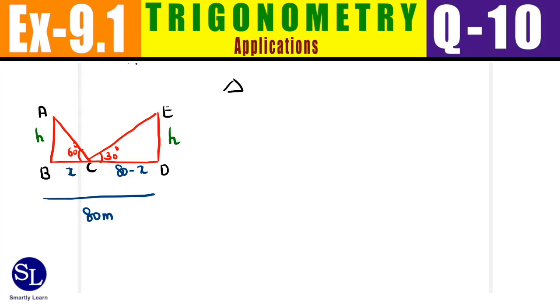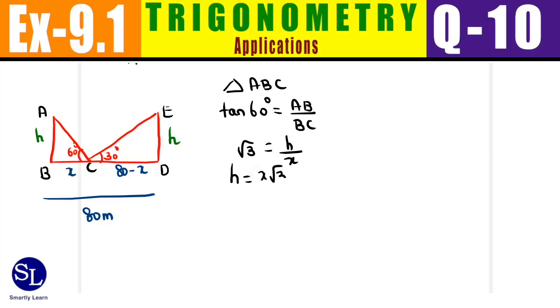Okay, so in triangle ABC, tan 60 degrees is going to be equal to AB by BC, which is root 3 is equal to H by X. So H is equal to X root 3. We are going to use this value later, so let's just highlight that.